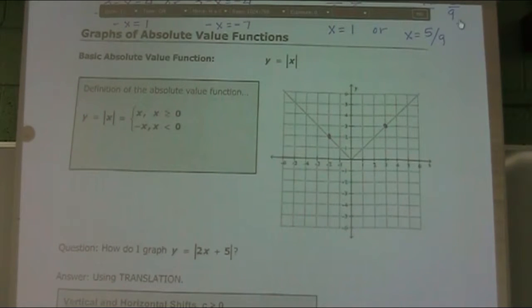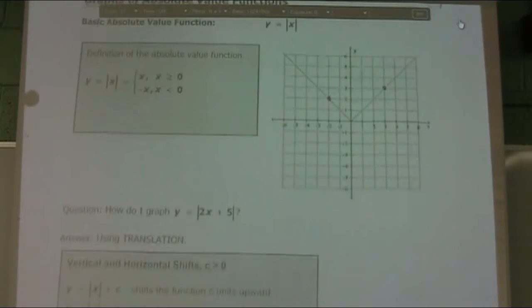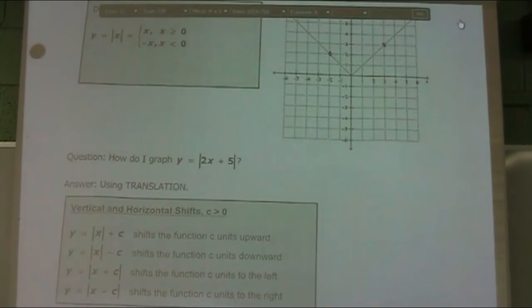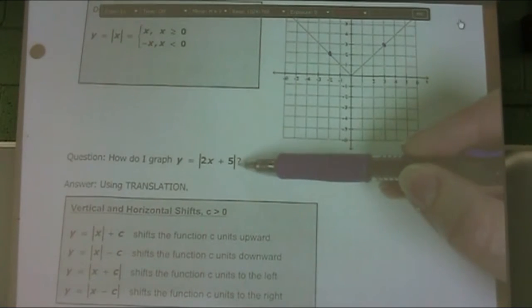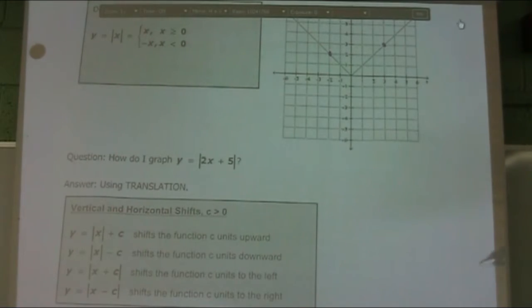And all absolute value functions look basically like this. But they're manipulated. And we do that using something called translations. So if we go to the bottom of the page and it says, how do I graph this, y equals the absolute value of 2x plus 5? All right? And the answer is using translation. So here's basically how translation works.